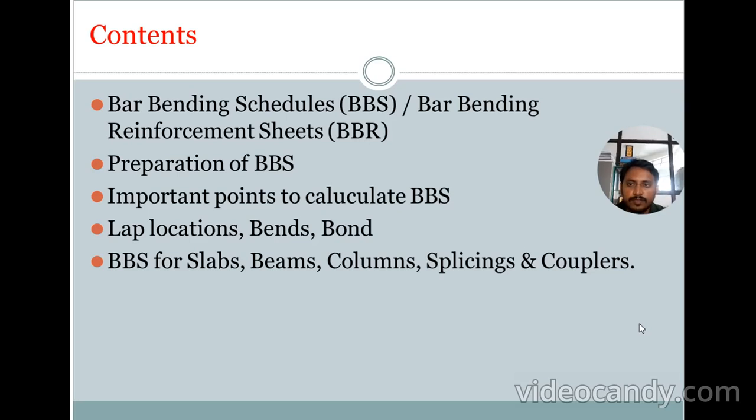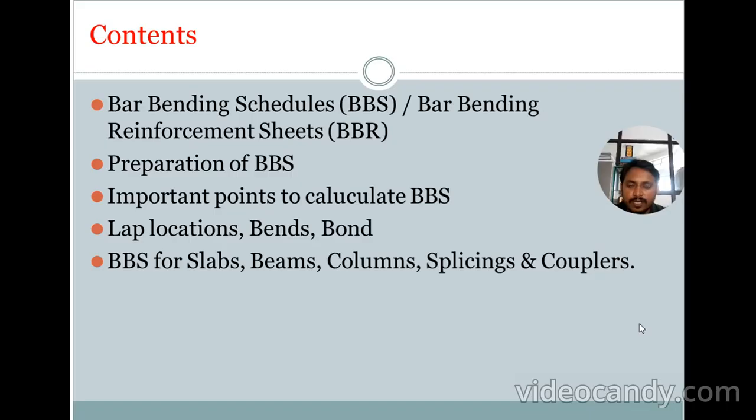Now what is the definition of bar bending schedule? Bar bending schedule is the process of cutting, bending, and the detailed information about the steel bar, known as bar bending. Bar bending, simple. See, what is meant by schedule?